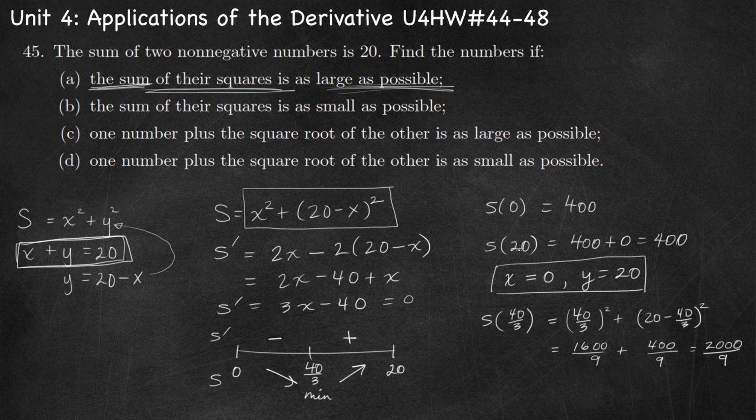Okay, so the question is asking us to find the numbers. So for part A, the numbers are 0 and 20. And for part B, the numbers are 40 over 3, and then we have to find y. Remember, these sum to 20. We've got x plus y equals 20. So 40 over 3 plus 20 over 3 is going to equal 20. So 40 over 3 and 20 over 3 would be our two numbers.